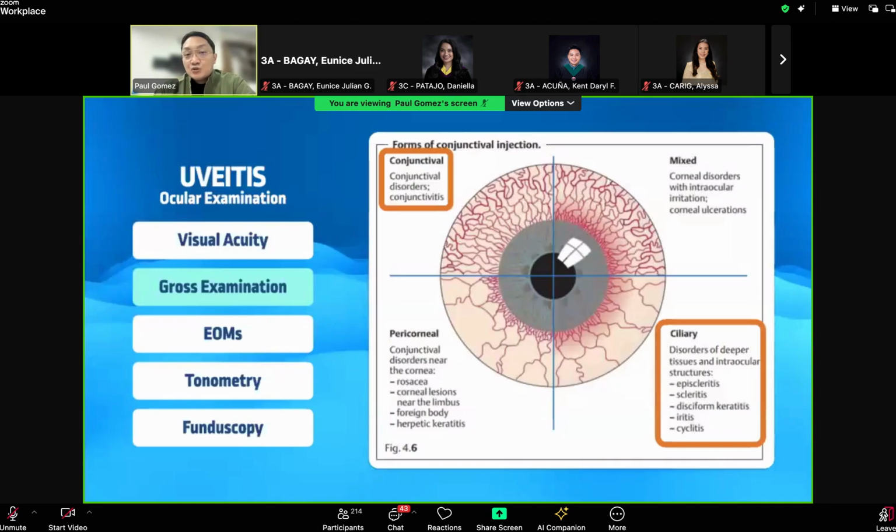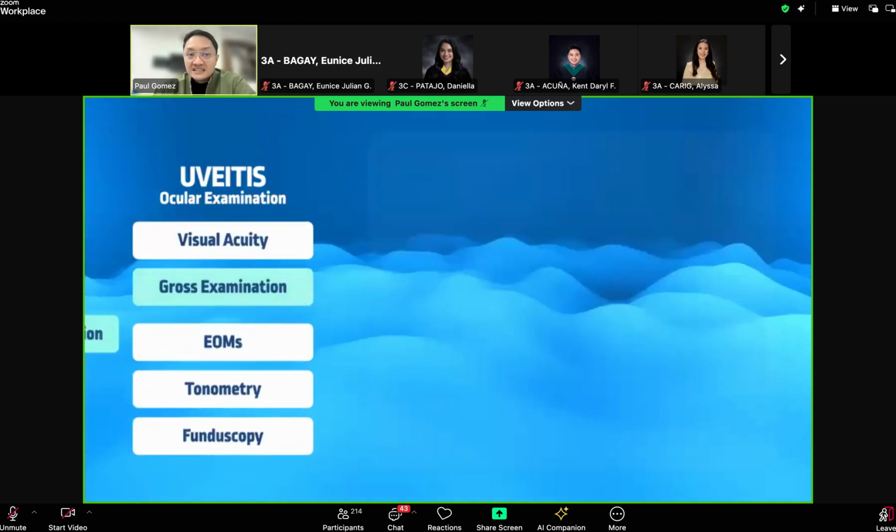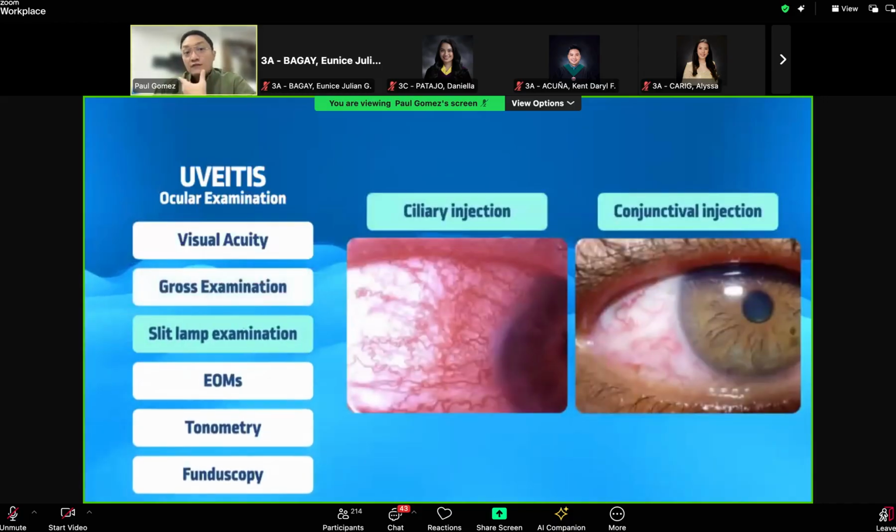You must try to examine the patient in a magnified view using a slit lamp. So if you do pursue ophthalmology, you will have to perform slit lamp examination for these patients where you can see eye structures up close and make a better distinction between these findings. So kita dito sa mga pictures na to yung difference ng ciliary injection and yung conjunctival injection.